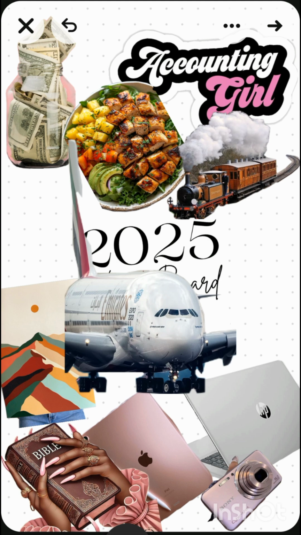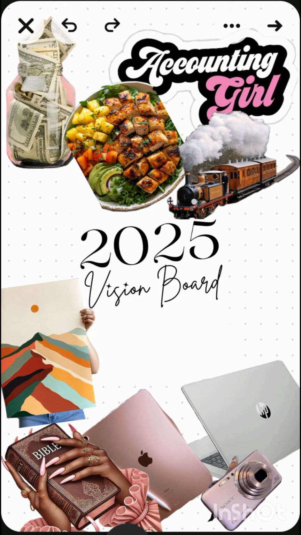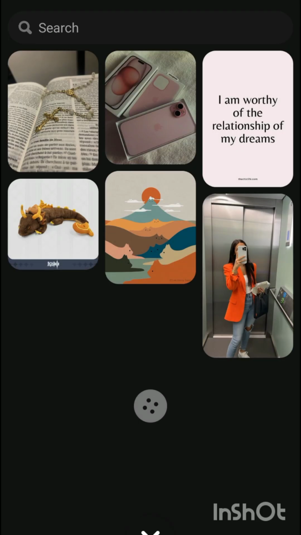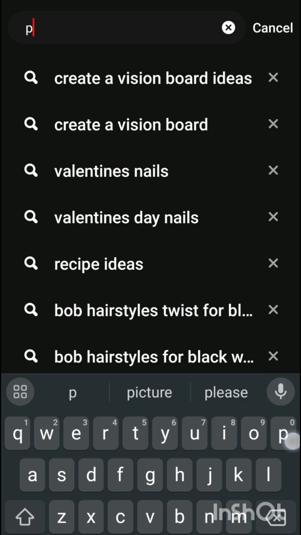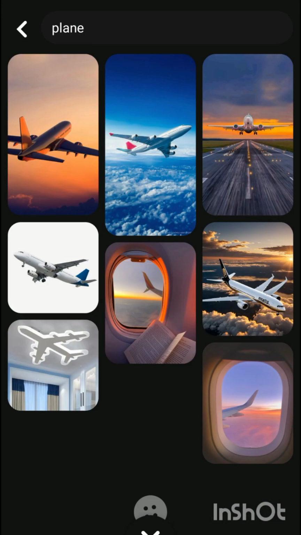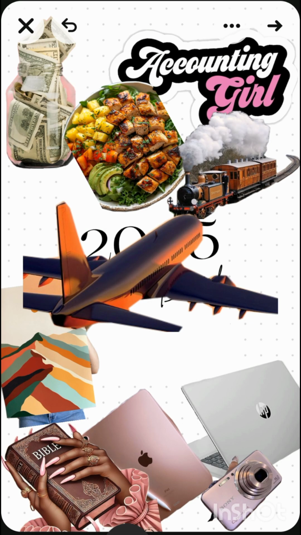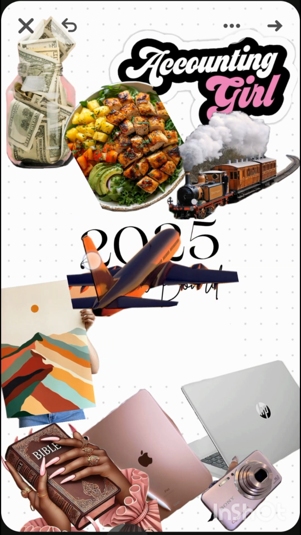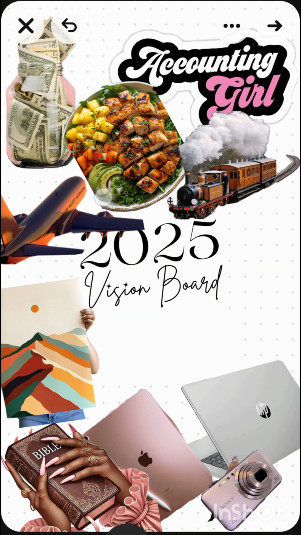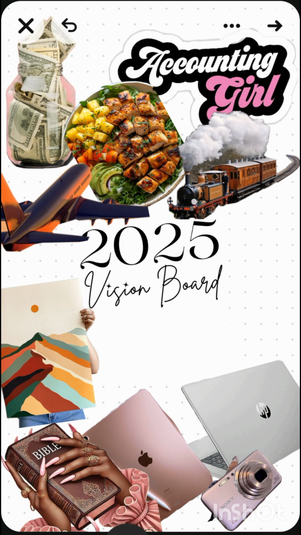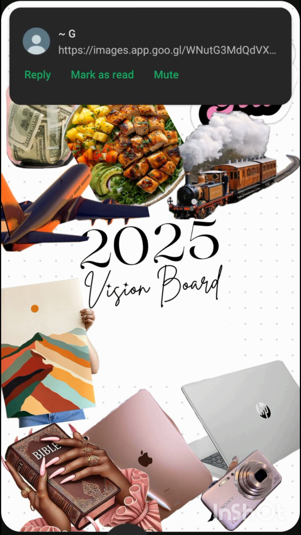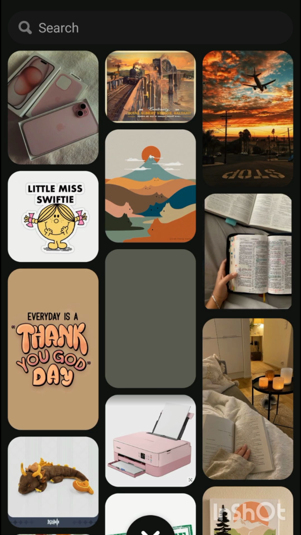So I just went with the normal plane, and I took the picture and stuck it on the vision board, and that added a little bit of beautification. I just love the sunset, how it colors the plane. It looks so nice, so I liked that. So this is the picture of the plane that I ended up picking.